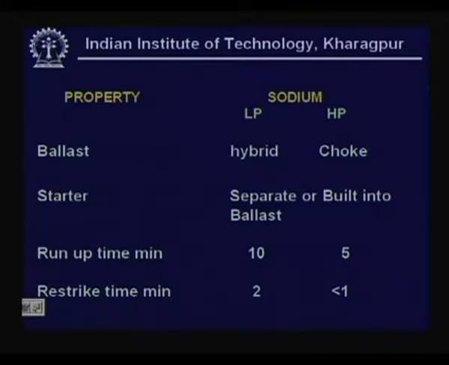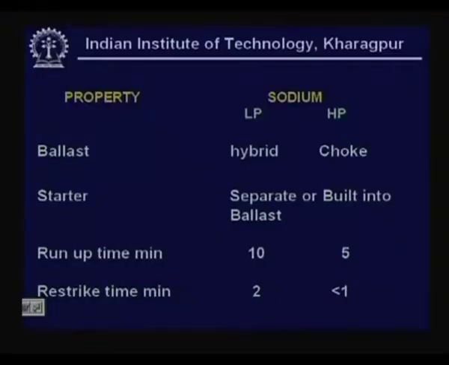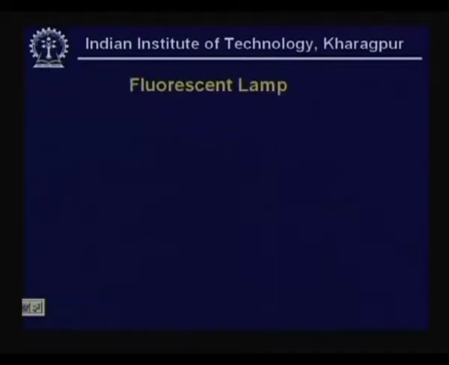We do find they have a large run up time. In fact, all of us have seen that the initiating process today, we have run up time close to about 5 minutes. We could see the initiation is through say neon gas, which gives rise to a reddish light initially, and subsequently we get the yellowish orange spectrum or light with the sodium vapor. The restrike time in case of low pressure one is up to 2 minutes, whereas in a high pressure one it is less than 1 minute.